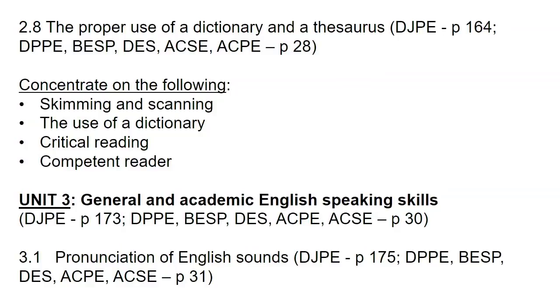Unit 3 is the general and academic English, the speaking skills. We had now the reading skills, we had the listening skills, and now we are on the speaking skills. DJPE will find that information on page 173. DPPE, BESP, DES, ACPE and ACSE will find their information on page 30. The pronunciation of English sounds, you can go through it, but that is not that important. You will find the DJPE on page 175, while the other students can find that on page 31.